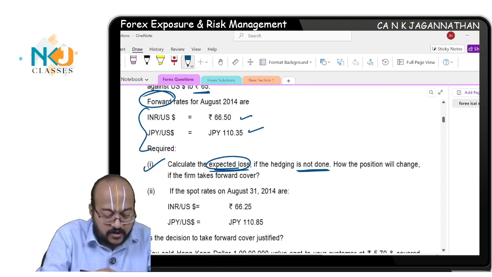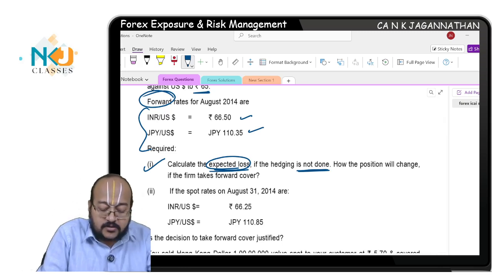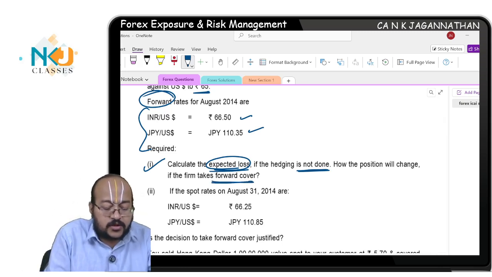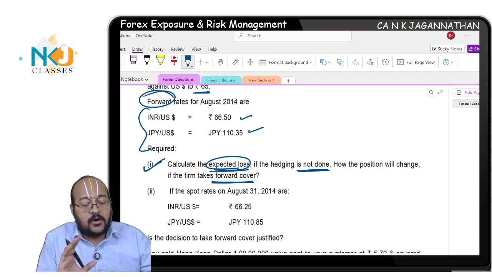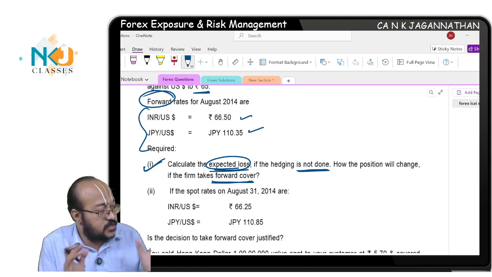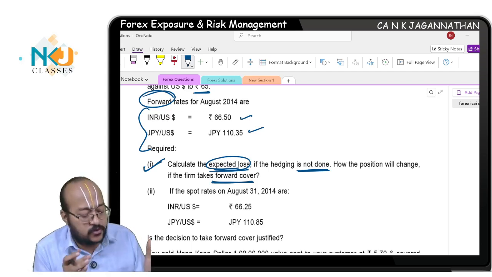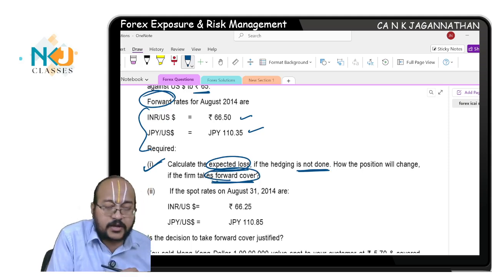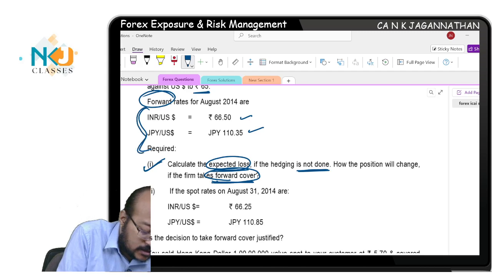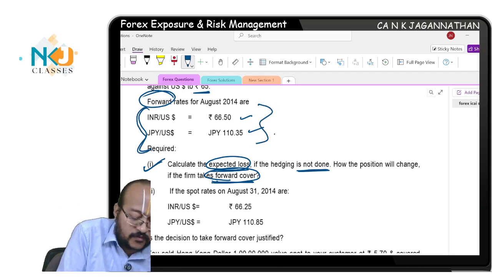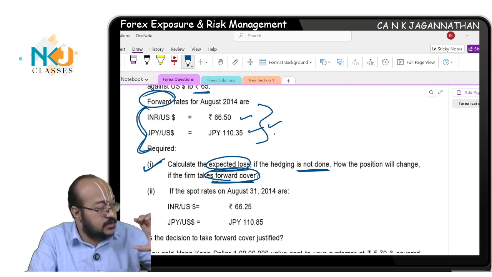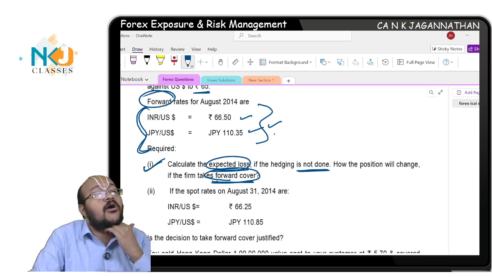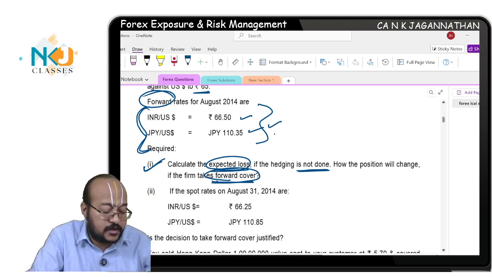They have straight away given expected loss, how much is to be computed if the hedging is not done. Next, how the position will change if the firm takes forward cover. In the next segment they are asking how the profit or loss will change if you take the forward cover. Forward quotation is given in this part. You will compare this forward cover with the current spot rate, and whatever is the loss or gain, you will compare with the already computed estimated loss or gain as per the estimated spot price.